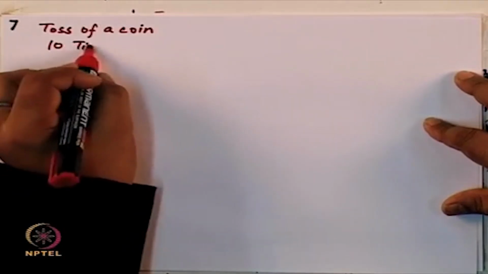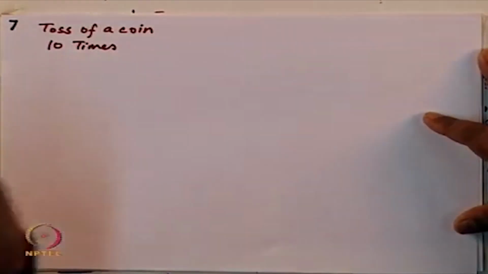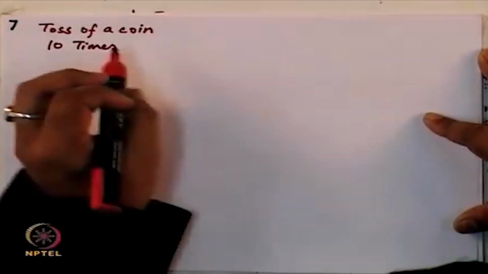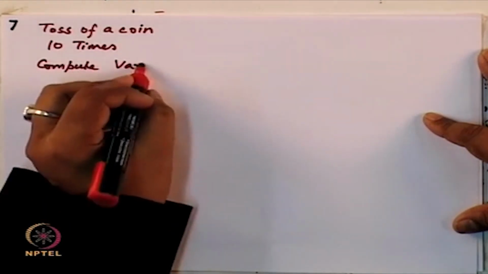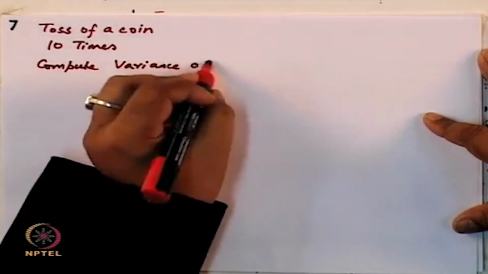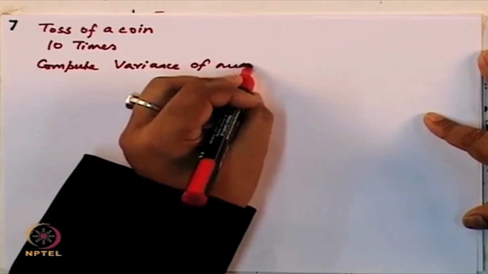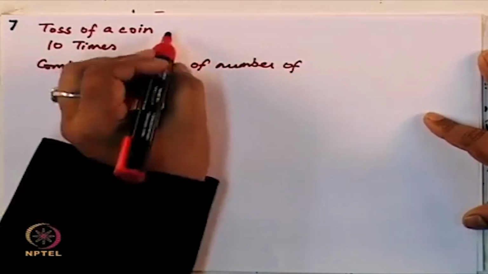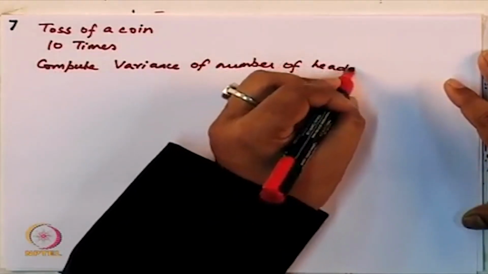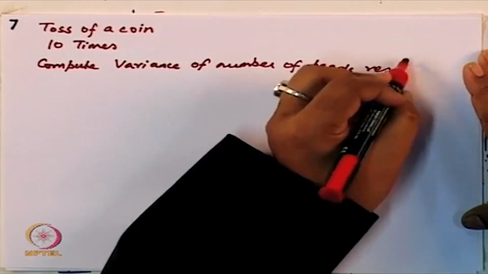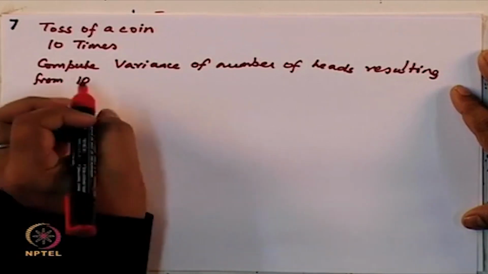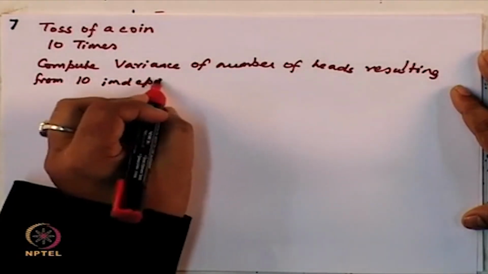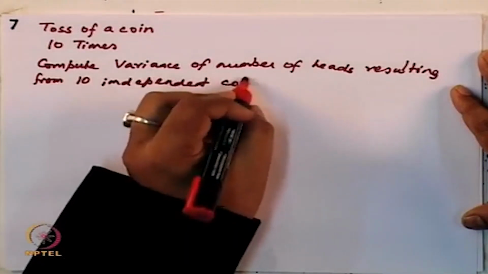Okay. And you are tossing it 10 times. Okay. So, you want to compute the variance of the number of heads resulting from 10 independent coin tosses.